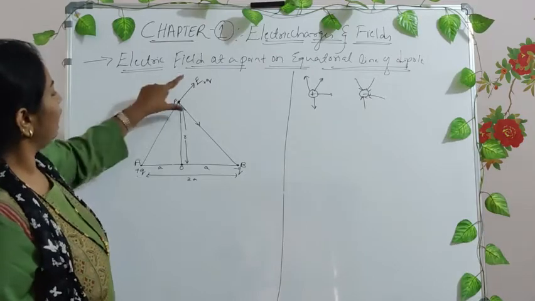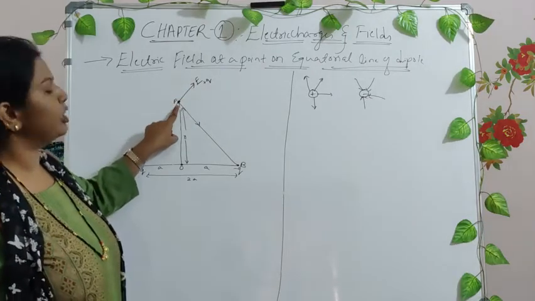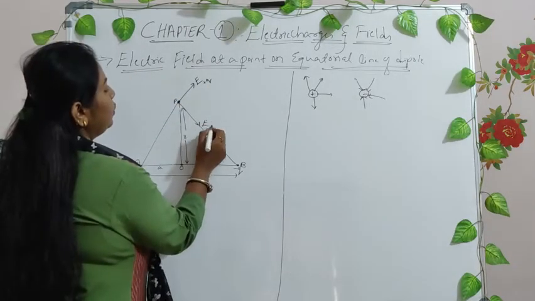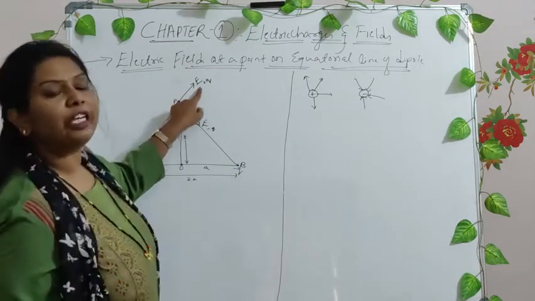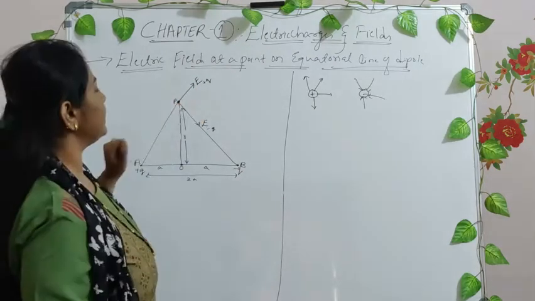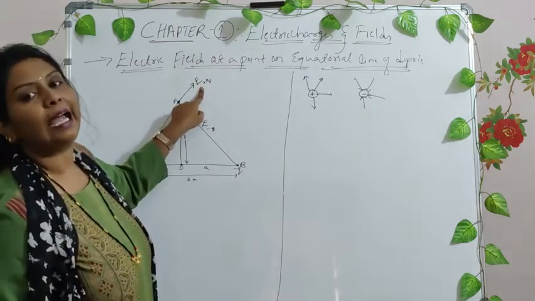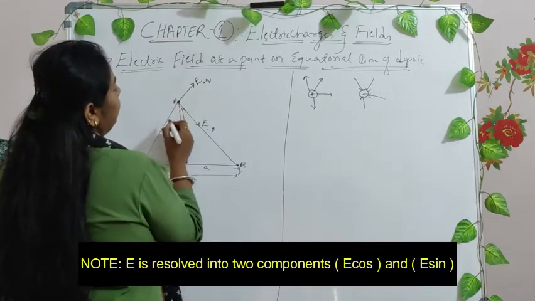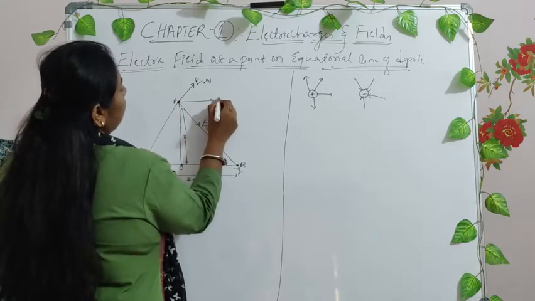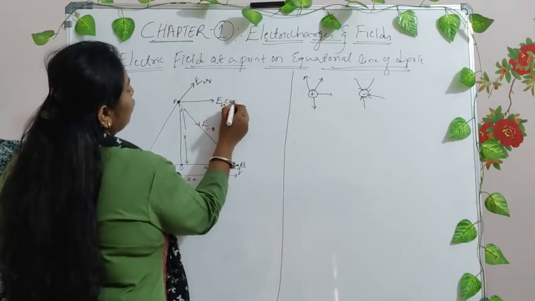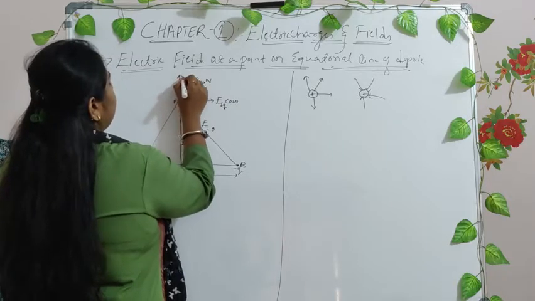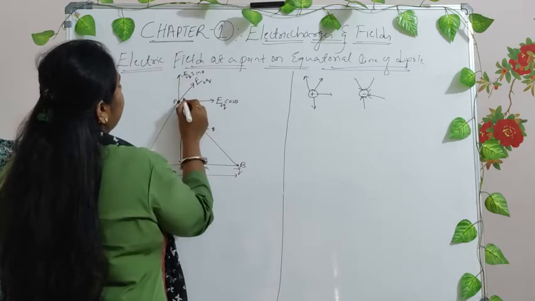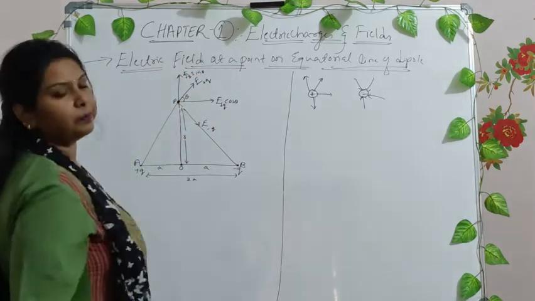Now what you do is you have two electric fields acting at this particular point P, that is E due to positive q and E due to negative q. You resolve these vectors into two components, that is E1 cos theta and E2 cos theta, right? Now for example, this particular vector E is resolved into E positive q cos theta and E positive q sin theta, right? Making an angle theta here, right?